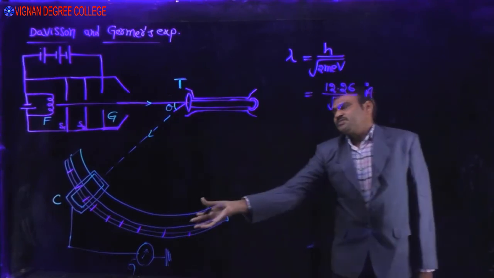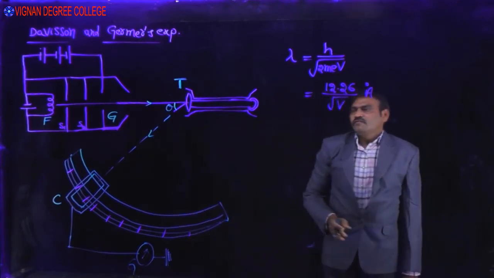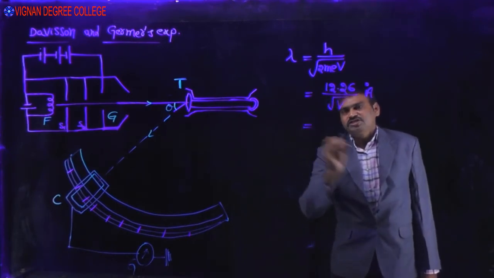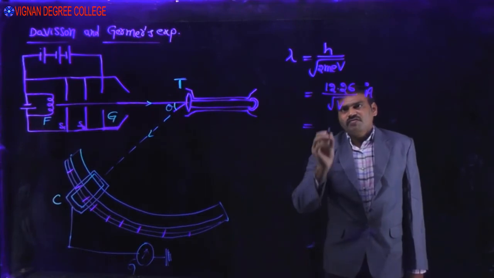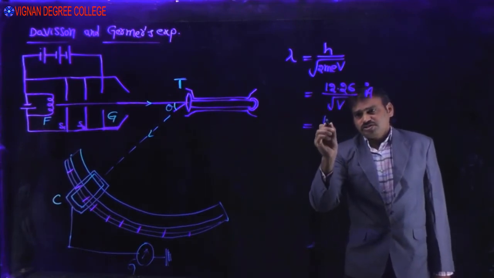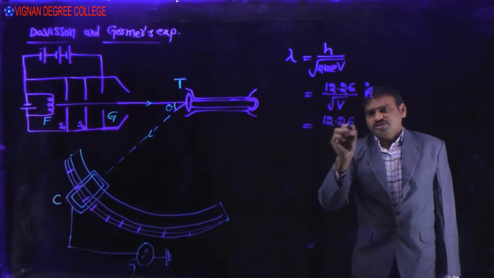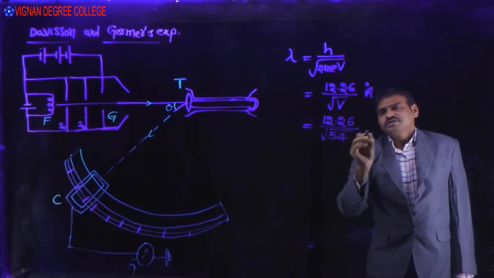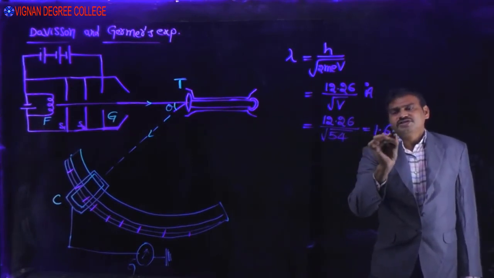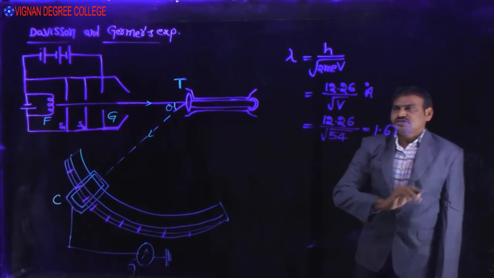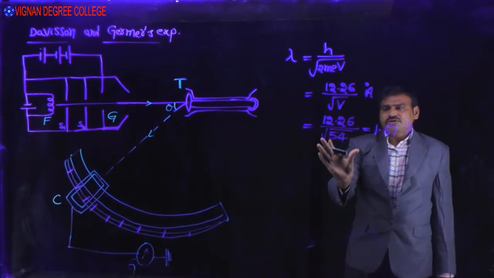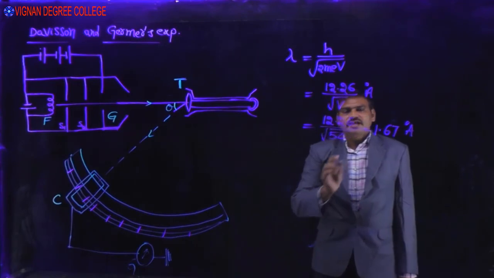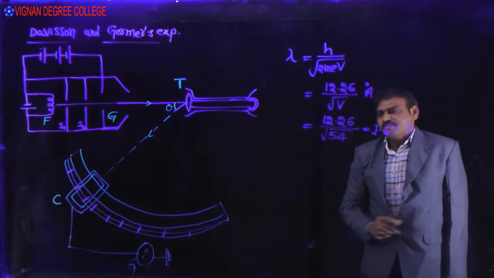So here in the experiment, we plotted different graphs. The maximum bump appears at 54 volts. It verifies the existence of electron waves. So applying 54 volts in this equation, 12.26 by square root of 54 angstroms is equal to 1.67 angstroms. This is the wavelength obtained theoretically from De Broglie's wavelength, and the value is also obtained from the experiment.